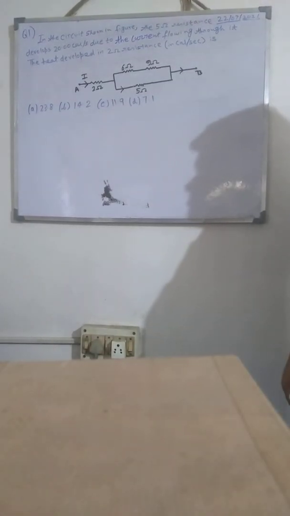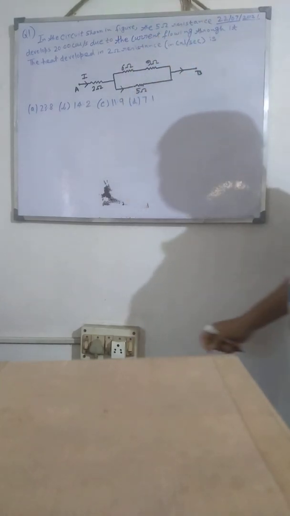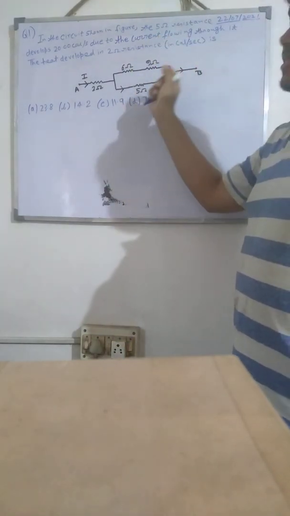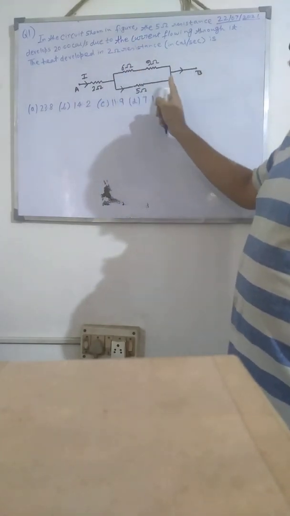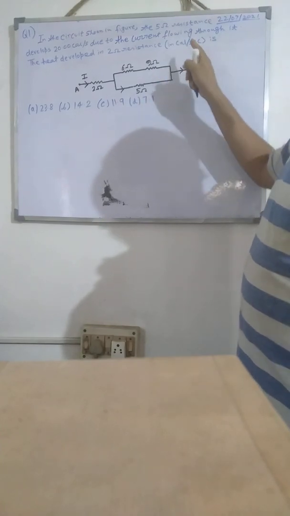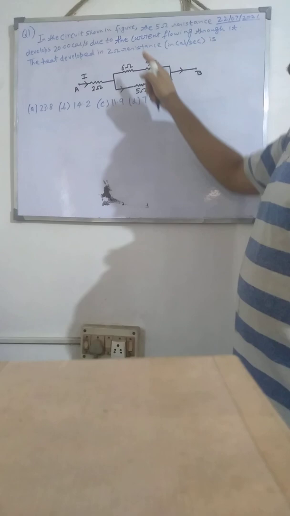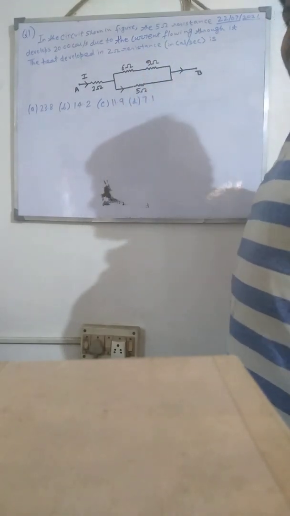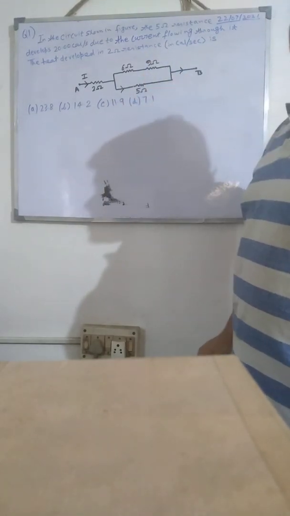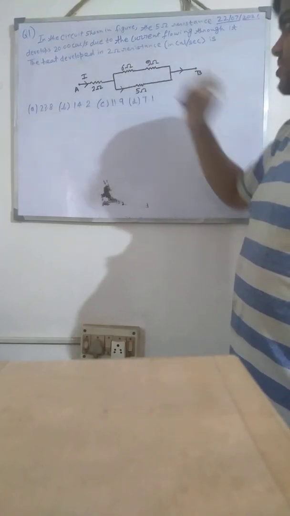Hello students, today let us discuss a numerical. In the numerical, the question states, in the circuit shown in the figure, the 5 ohm resistor develops 20 calorie per second due to the current that is flowing through it. Now the question asked, what is the heat that is developed in this 2 ohm resistor?